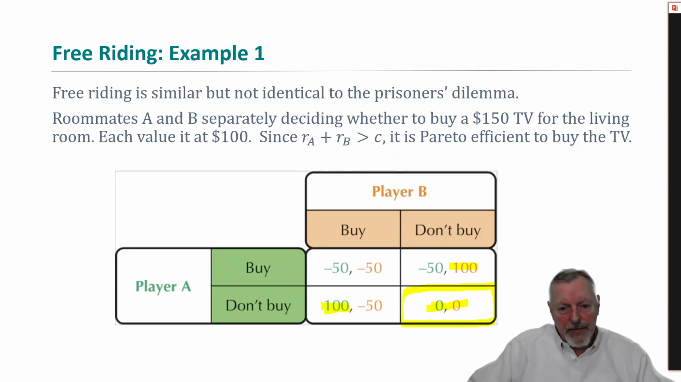Bottom right, don't buy, is the Nash equilibrium, even though it's not the efficient outcome. Either one of the top right or bottom left, the group as a whole would be better off by 50. They could divide that up. They'd both be better off, but they won't get there. It's not a Nash equilibrium.